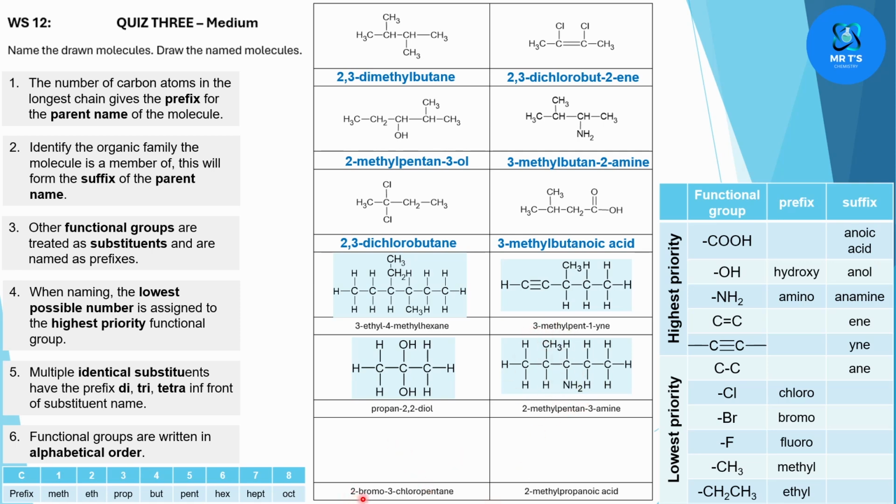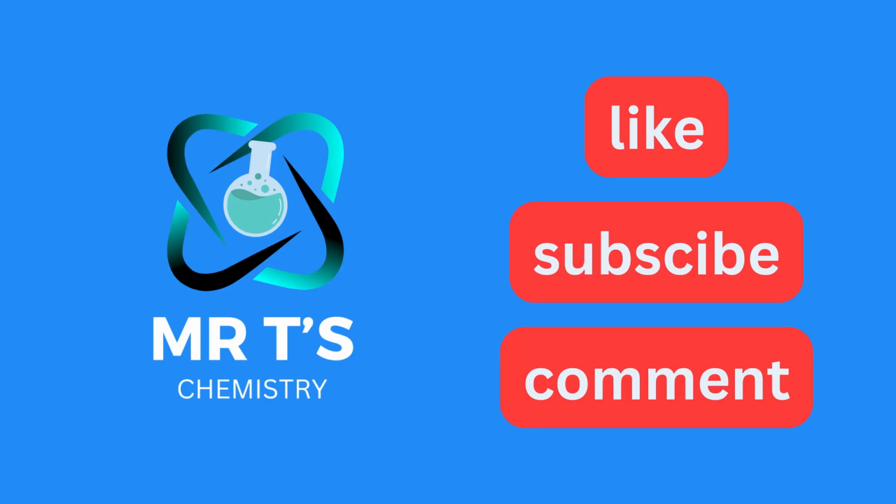The next one, 2-bromo-3-chloropentane, 5 carbons in a row, bromine off the 2nd, chlorine off the 3rd. This one's not too hard. Last one, 2-methylpropanoic acid. Okay, 3 carbons with a carboxylic acid on the end, but a methyl group coming off the 2nd carbon. And these are the names and the drawn diagrams for each of these molecules. Hopefully you went well with that.